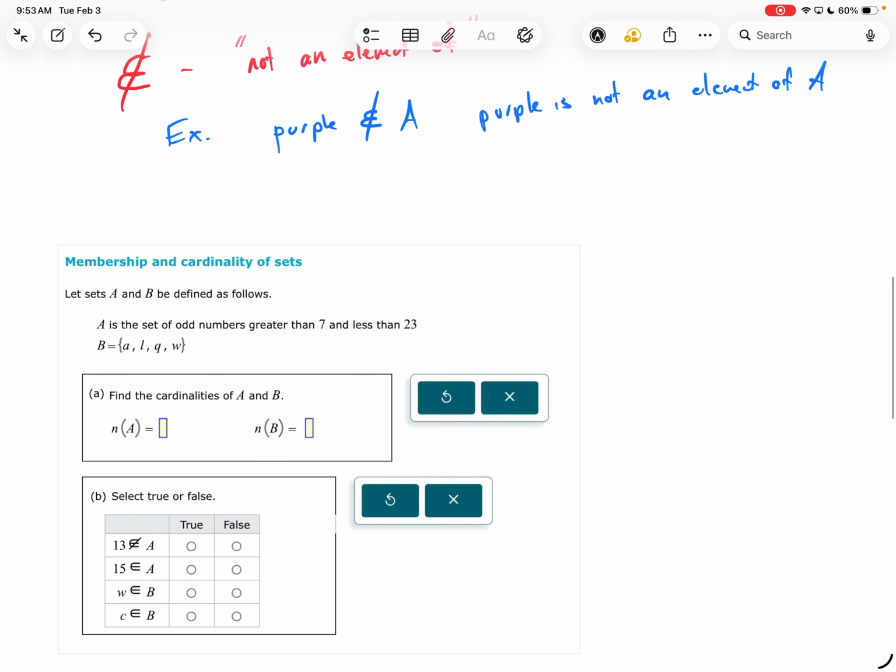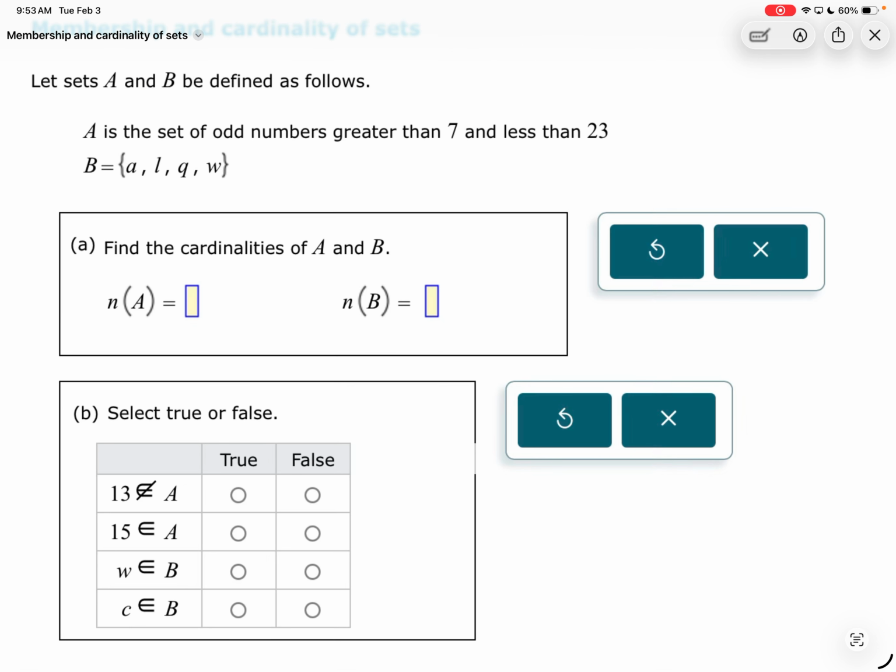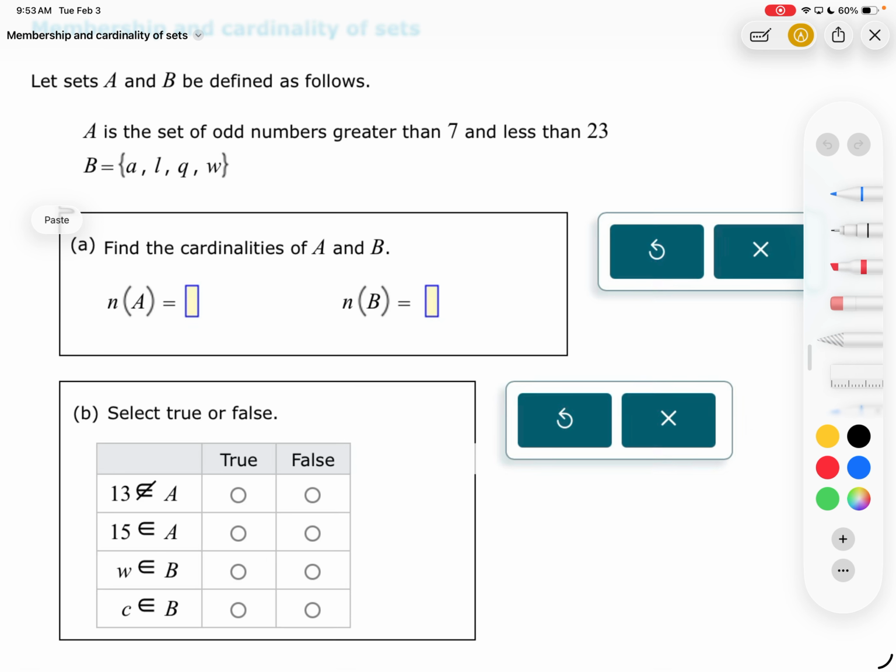All right. So to do this, I can go back if I need to in just a second. To do this one, I would first go ahead and write down what A is to make sure you got that. So A is a set of odd numbers greater than 7. So odd greater than 7, I'm going to start at 9. 9, 11, 13, 15, 17, 19, 21. Less than 23, I'm going to stop before there. So odd numbers greater than 7, less than 23.